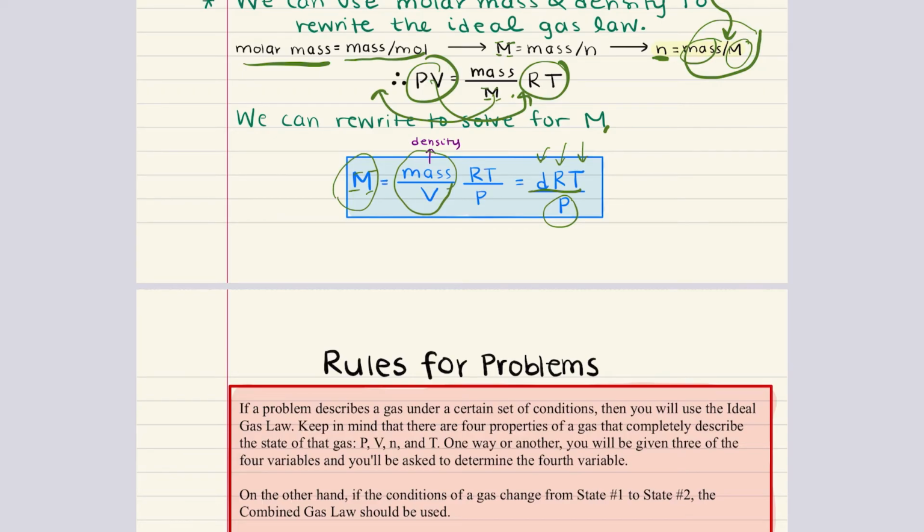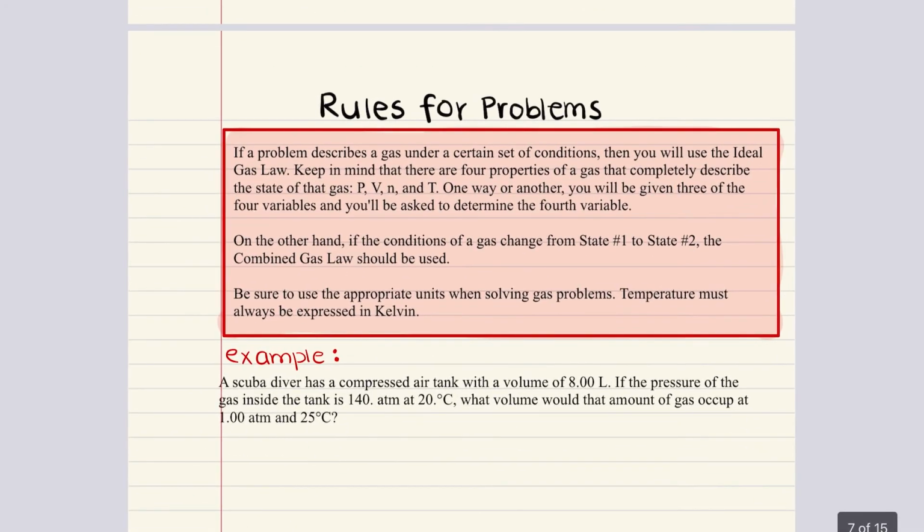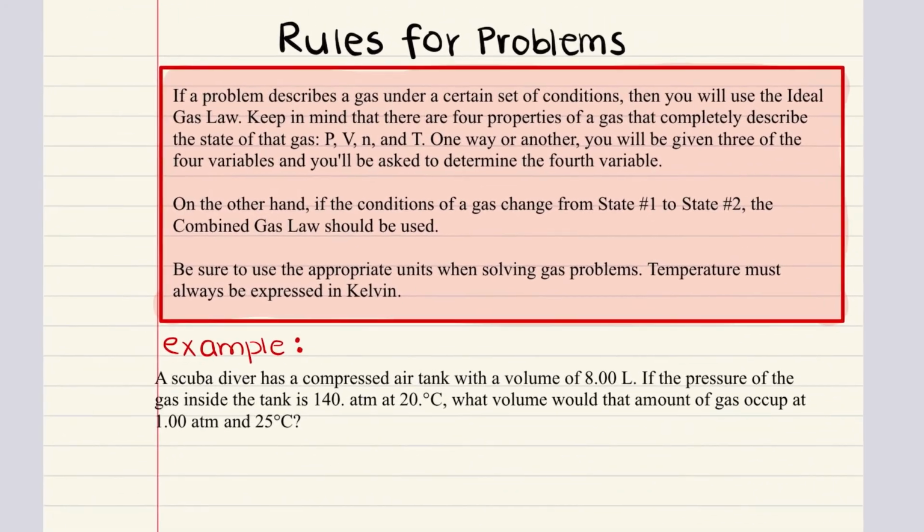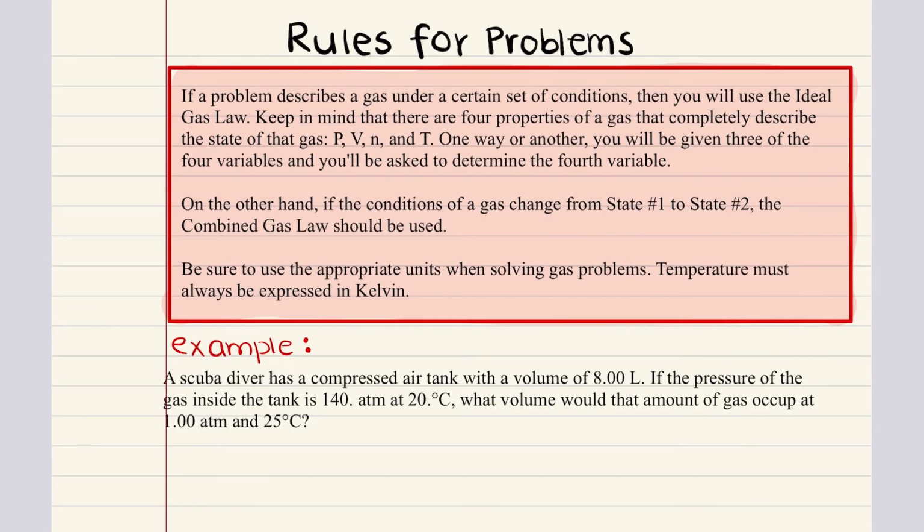Now, what we're going to do is discuss how to tackle problems, rules for problems, before we start to tackle a couple together. The rule is this: if a problem describes a gas under a certain set of conditions, then you will use the ideal gas law. Keep in mind that there are 4 properties of a gas that completely describe the state of that gas. Those are P, V, n, and T.